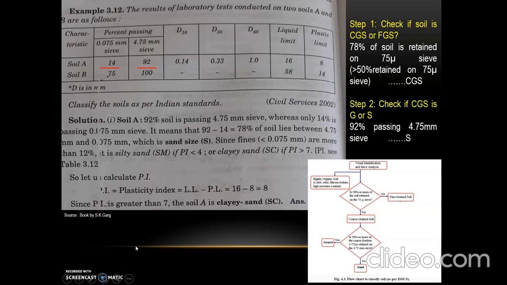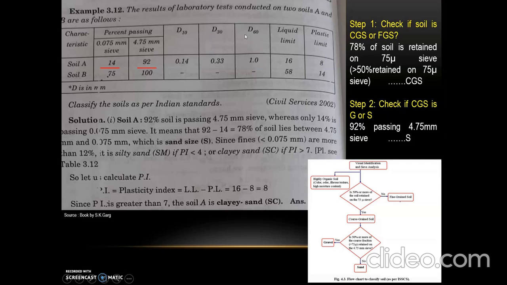Now we will solve a problem. The results of laboratory tests conducted on two soils A and B are as follows. There are two soils and these two soils have to be classified. We need to know which type of soils they are. For that, we have been given percent passing through 0.075 mm, percent passing through 4.75 mm. So for soil A, it is 14% and percent passing through 4.75 mm is 92%.